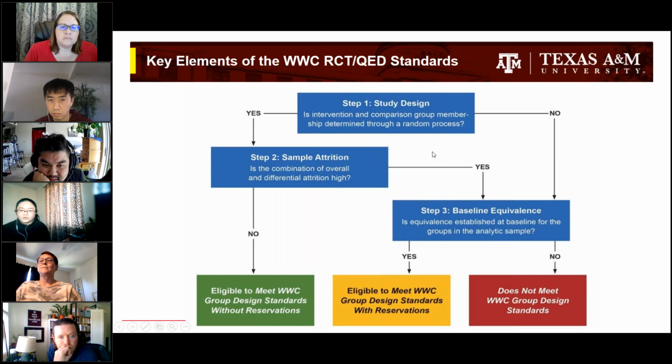and this is the flow chart as a reminder. So we have RCT here, RCT and QED here, and we have sample attrition, overall and differential, and then we will talk about baseline equivalence.